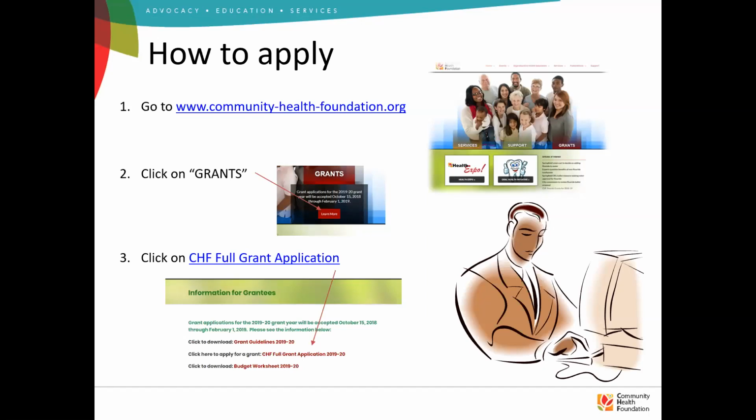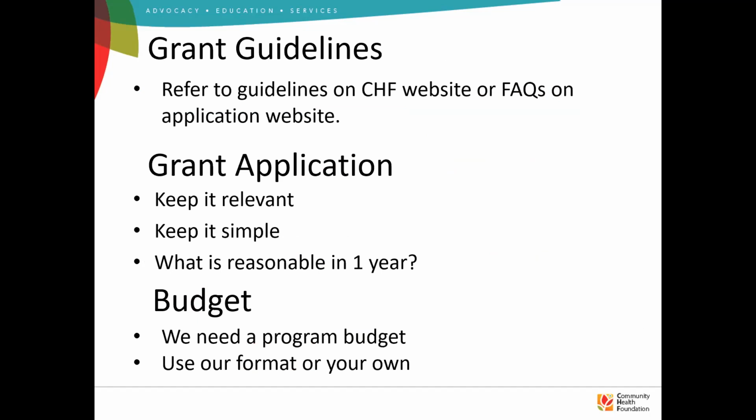The grant application and other supporting documents are available on the Community Health Foundation website under the Grants tab. I hope you've had a chance to look at our website. If you haven't, please review the grant guidelines before you start working on the application. These are the documents on our website which you'll need to complete your application: the grant guidelines, the grant application, and the budget. The guidelines give clear instructions about our expectations. Let's review the application and the budget.